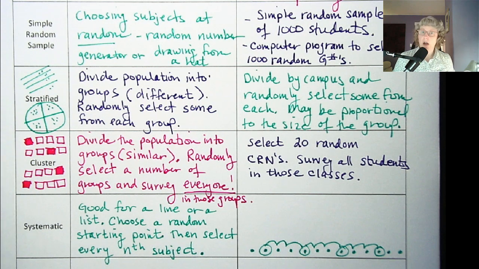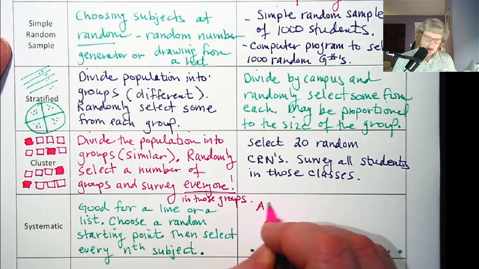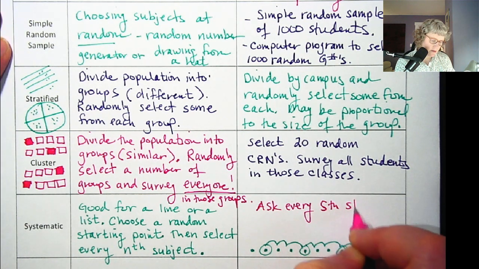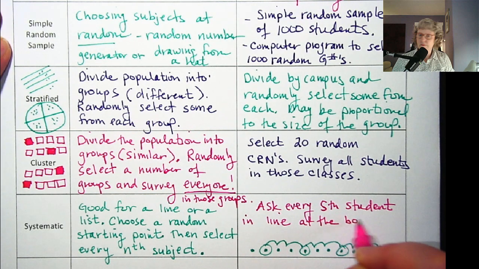Now this could be a physical line where let's say people are lined up for a concert and you ask people in line, or what was the one I was just thinking of? Oh, I forgot it. Hopefully it'll come back to me. So for PCC, maybe there's a line in the bookstore. So ask every 5th student in line at the bookstore.